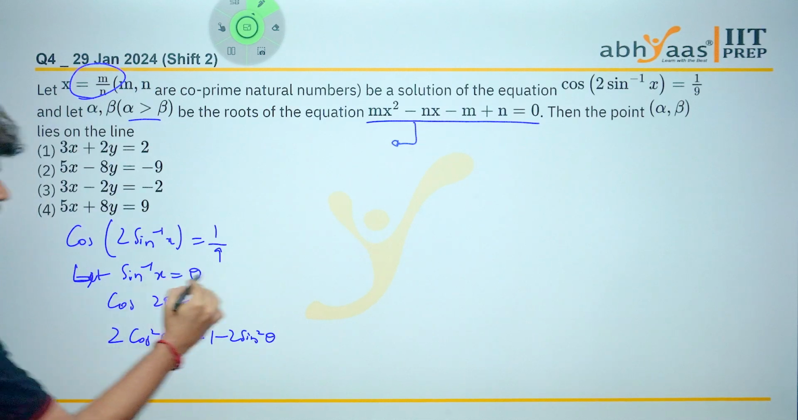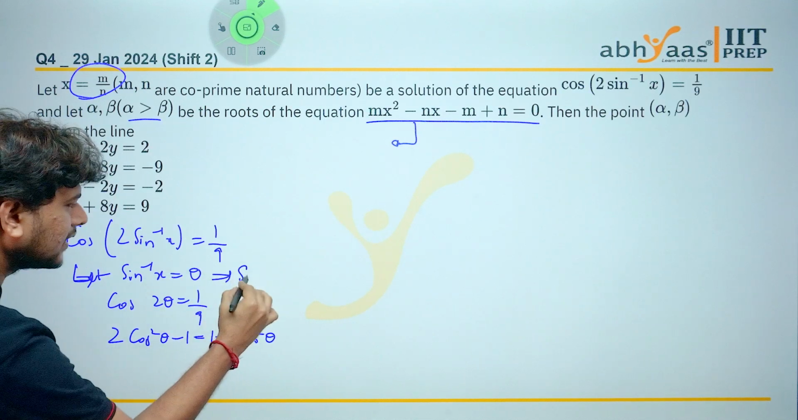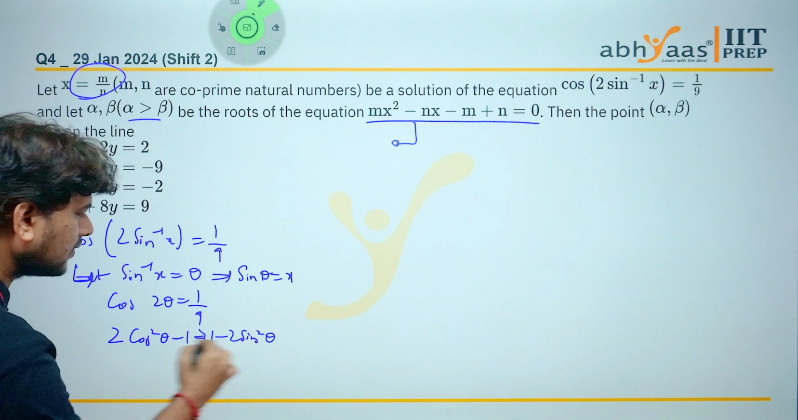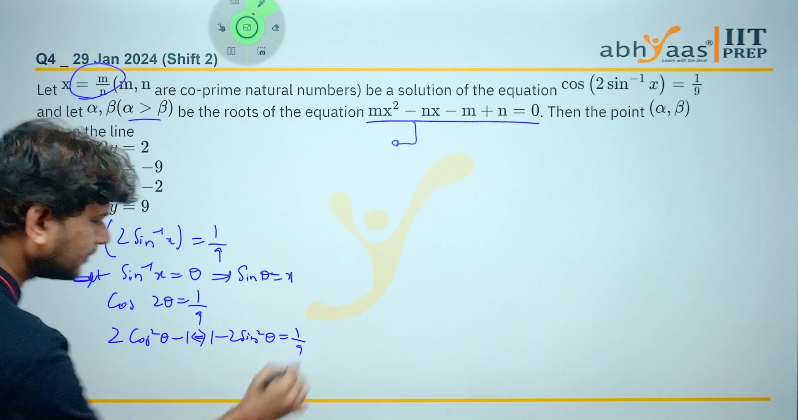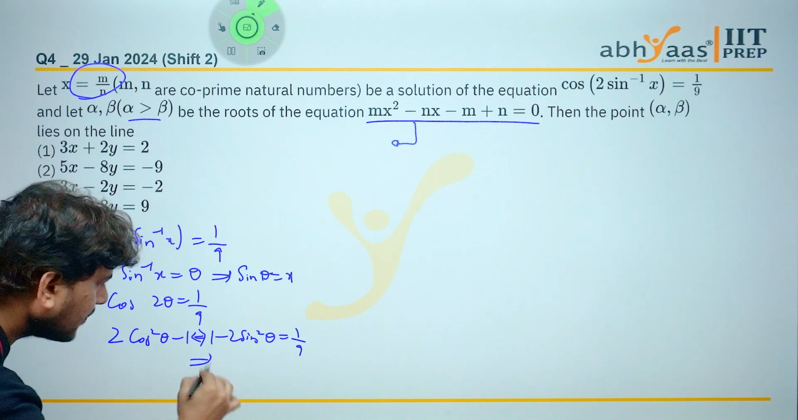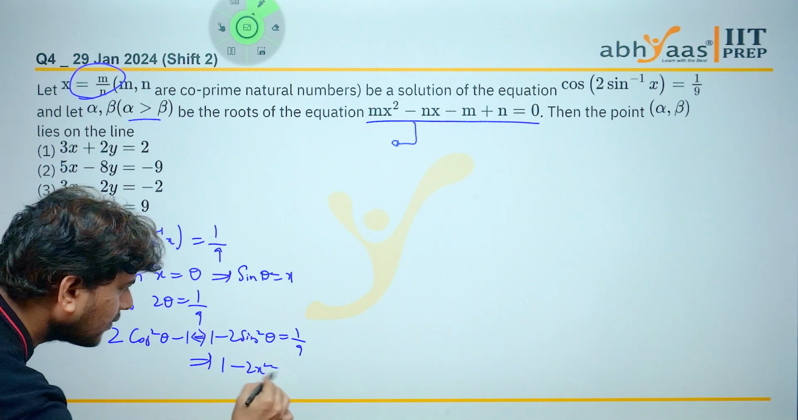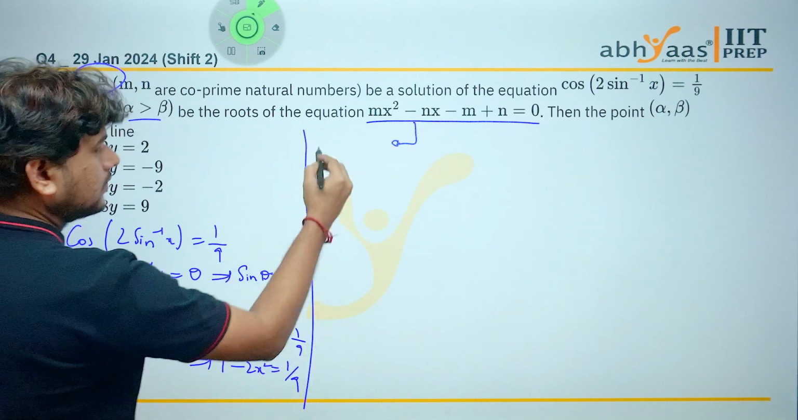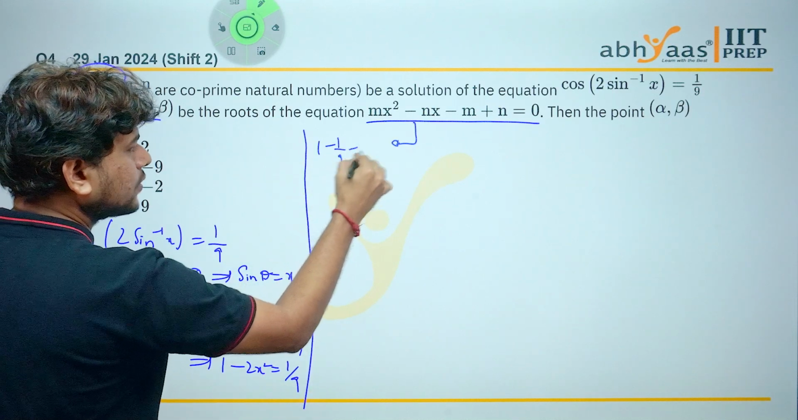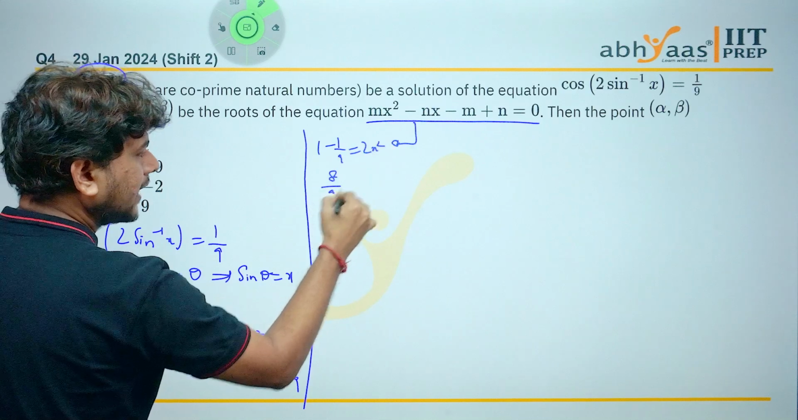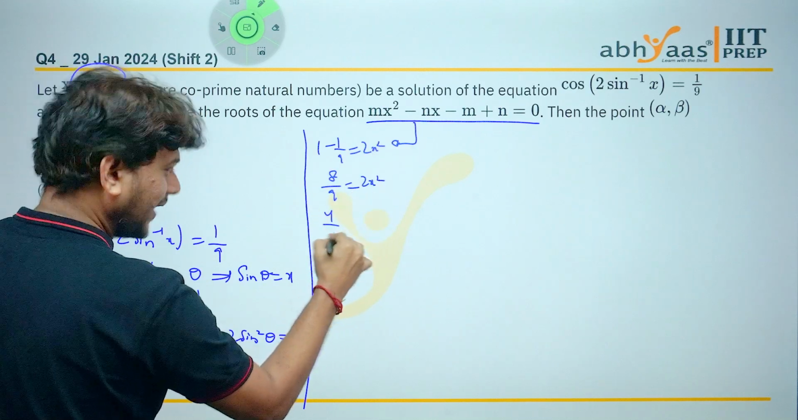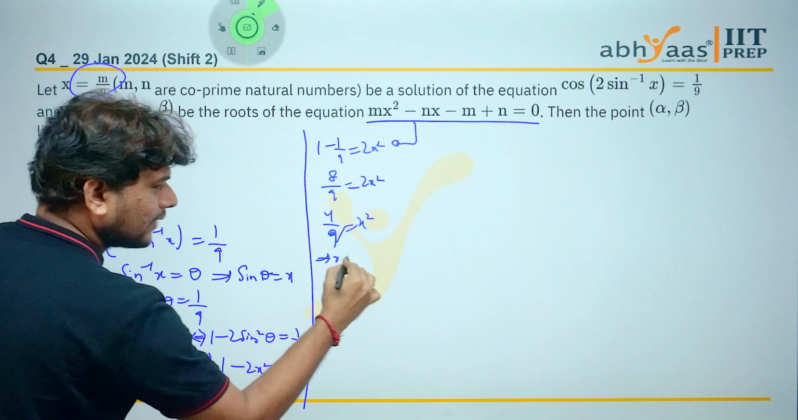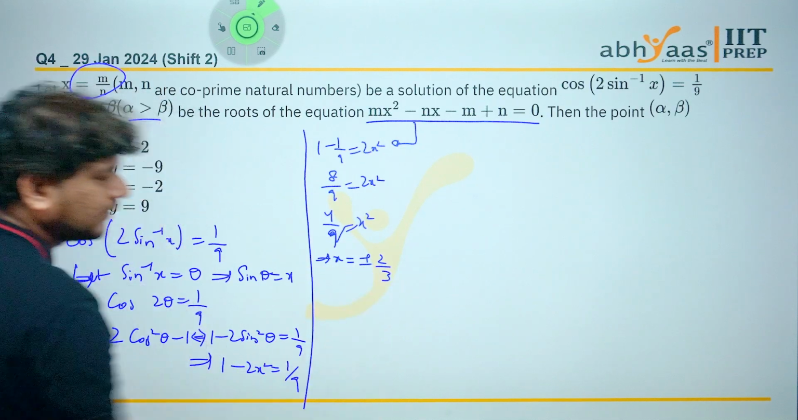Since we have sin inverse x equal to theta, sin theta will be x, right? So I am taking this formula, 1 minus 2 sin square theta equal to 1 by 9. So that implies 1 minus 2x square equals 1 by 9. 1 minus 1 by 9 equals 2x square. 8 by 9 equals 2x square. 4 by 9 equals x square. So x equals plus or minus 2 by 3.